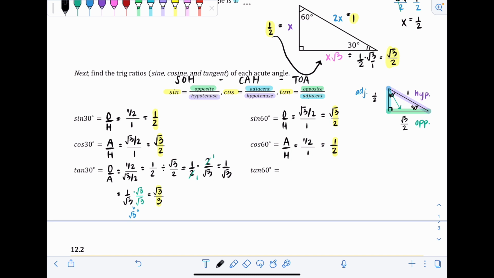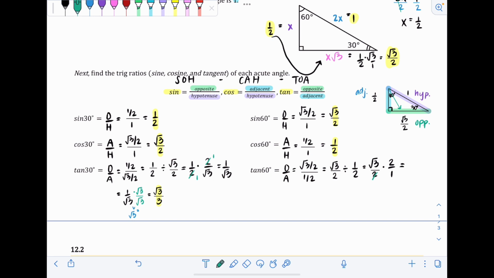And then tangent of 60 degrees, tangent is opposite over adjacent. So the opposite leg is root 3 over 2 in this case, and then the adjacent leg is 1/2. So this one we do have to simplify, but I promise not as bad as tangent of 30. So we're going to do kind of the same thing. Think of it as division because it is division. Root 3 over 2 divided by 1/2. I'm going to change it to multiply by the reciprocal. So it'd be root 3 over 2, and then instead of divided by, it'll be times, and then I'll flip that 1/2 into a 2 over 1.